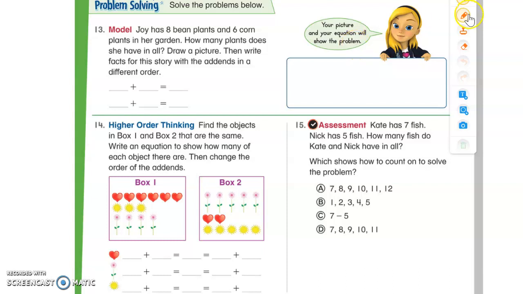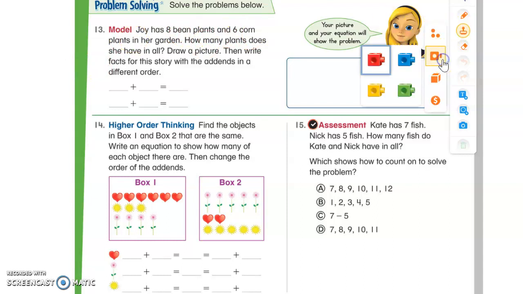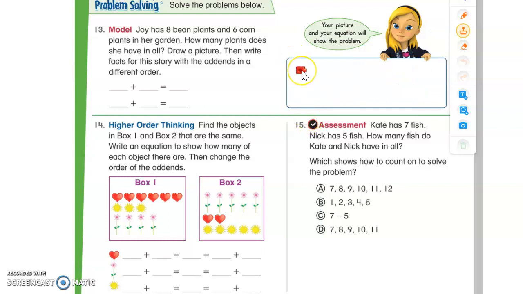Now I have all these handy dandy tools in my interactive student edition, so I'm not going to draw bean plants and corn plants. I'm going to use my snap cubes like you were provided in your bags. So I want to start by drawing 8 snap cubes to represent the 8 bean plants. I'm going to double check I didn't lose count. 1, 2, 3, 4, 5, 6, 7, 8.